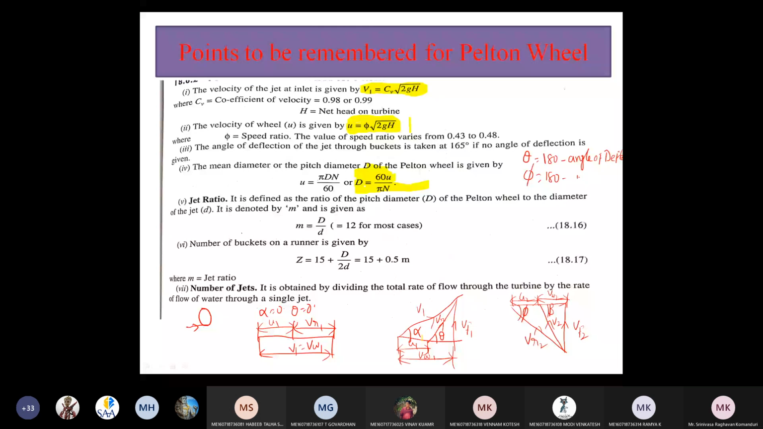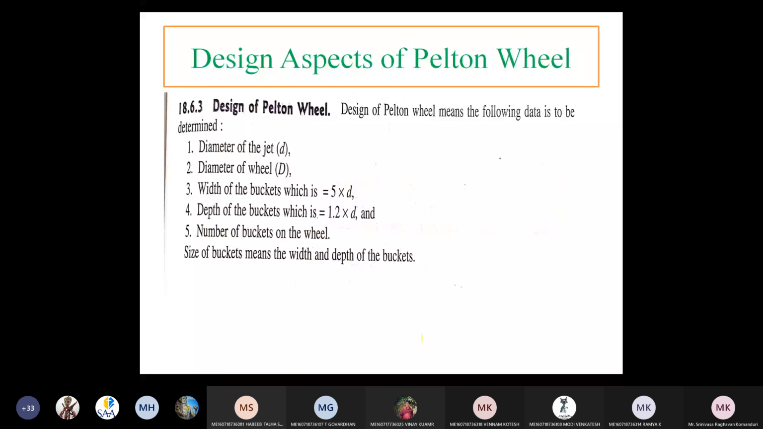Next, some design aspects. In the exam, they will ask you to design a Pelton wheel. They will give some parameters and ask you to design a Pelton wheel. They don't ask you to calculate the diameter of the wheel like that. They will just ask you to design the Pelton wheel.